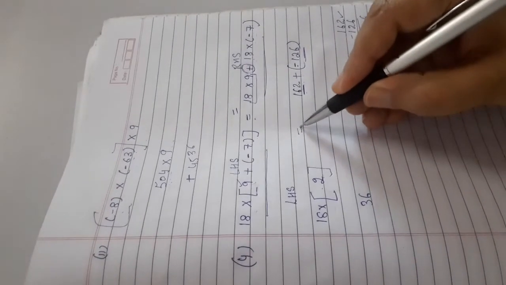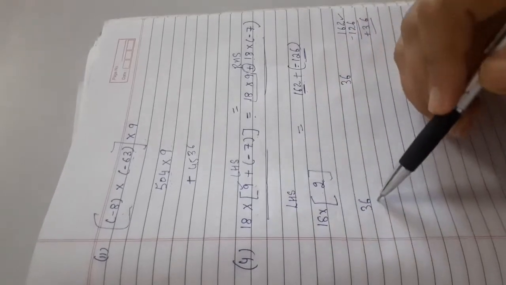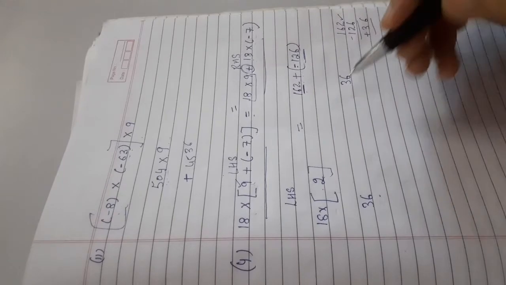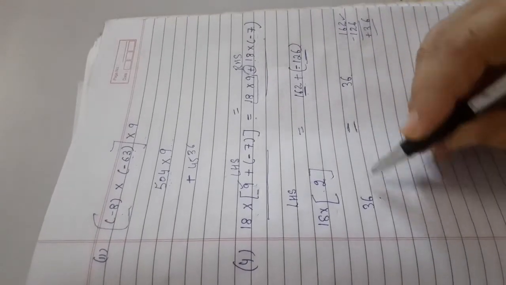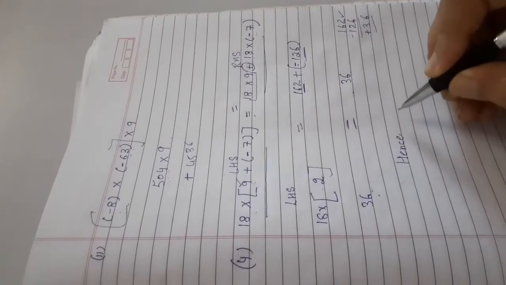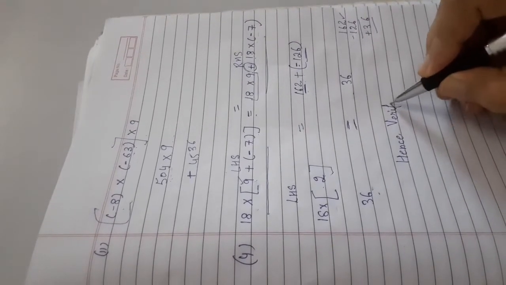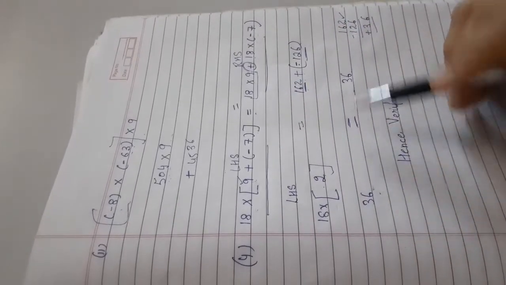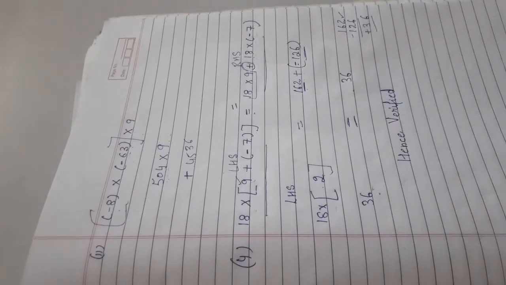So both the sides, when you solve the left hand side, you get 36. When you solve the right hand side, again you get 36. So both the sides I am getting 36. So it means I have verified, hence verified. I have verified that both the sides are equal because both the sides I am getting 36.